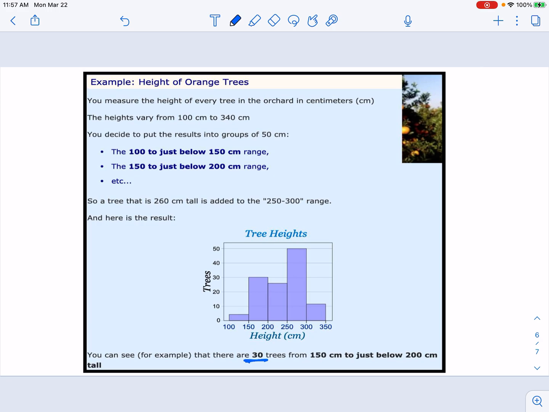So if we look at 150 to 200, that's this range, okay? And we see that there are 30 trees that fall into that range of heights. So let's look at some other examples.